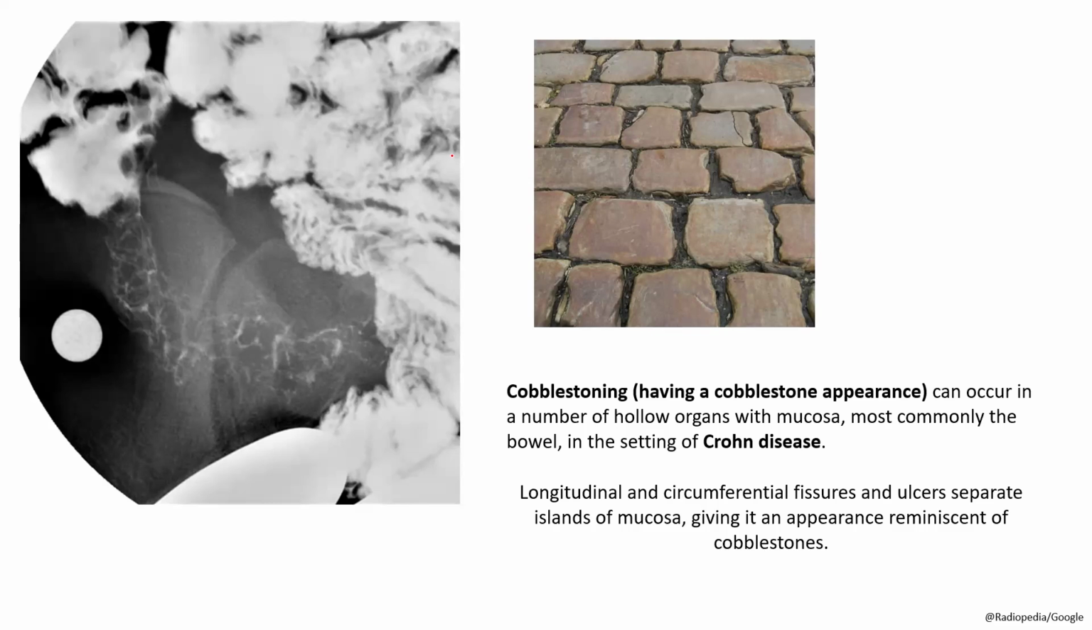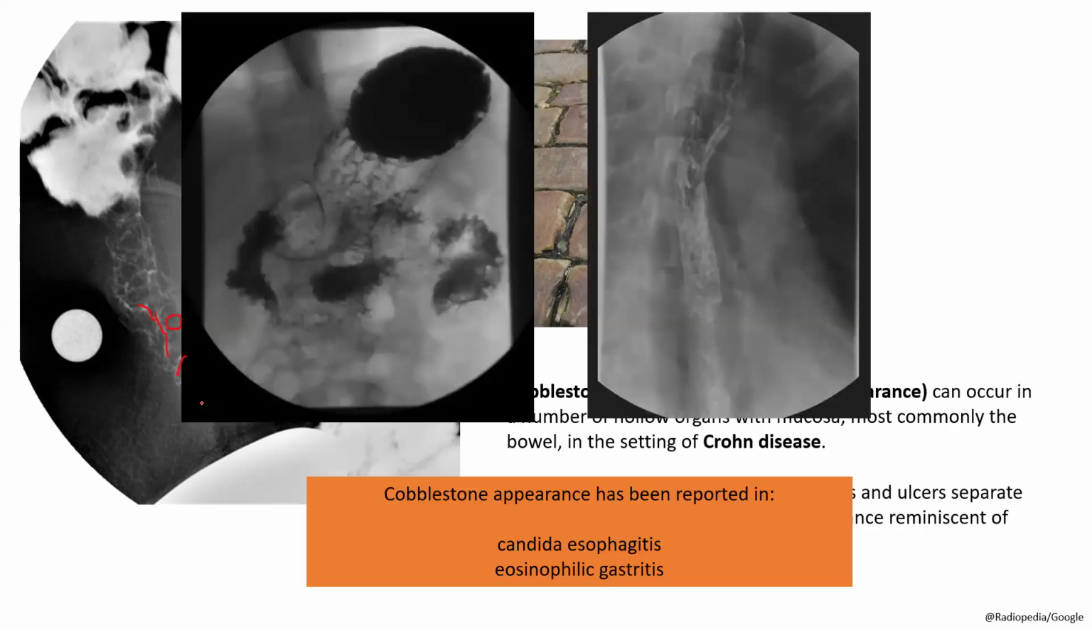So there are multiple longitudinal and circumferential fissures and ulcers which separate islands of mucosa, and it gives an appearance of cobblestone. So there are islands of normal mucosa, and there are longitudinal and circumferential fissures which are filled with contrast. So this gives an appearance of cobblestoning. Cobblestone appearance has also been described in eosinophilic gastritis and candida esophagitis.